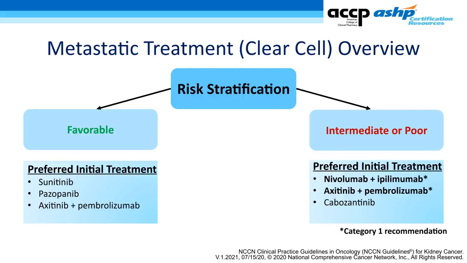So preferred treatment for favorable risk includes single agent sunitinib, single agent pazopanib, or combination axitinib plus pembrolizumab. If he had been intermediate or poor prognosis, our preferred initial treatments would have been nivolumab plus ipilimumab or axitinib plus pembrolizumab as category 1 recommendations, with cabozantinib as a lower tier category 2A recommendation for those patients.